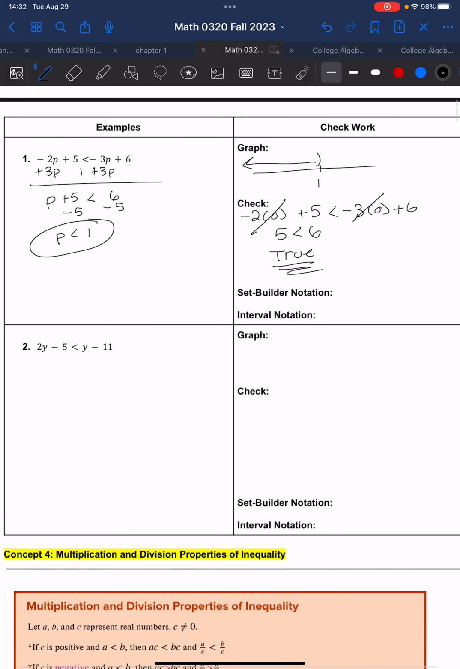Taking that inequality and putting it in set builder notation, when you put it in set builder notation, we do not want to write the large problem. We just want to write the answer to our problem. So then we would be writing curly bracket P such that P is less than 1 curly bracket. And then lastly, interval notation, looking at our graph, we have negative infinity, comma 1, with both of them having parentheses.